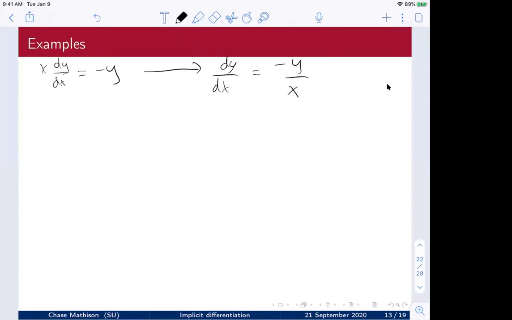And you might say, this looks exactly like the derivative with respect to x when we looked at x times y equals 1. And to that I would say, well, no, because even though it looks the same, the y here is different, right? The y is implicitly defined as a function of x. And so that y is going to be different.